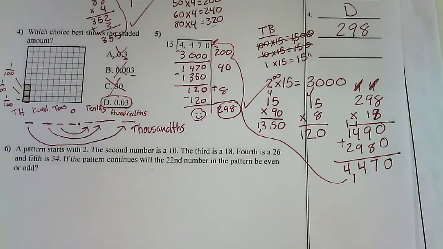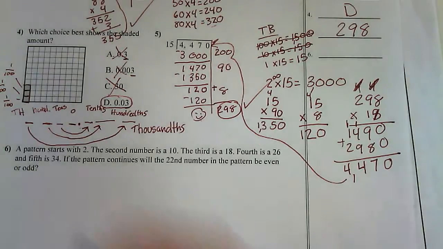A pattern starts with 2. The second number is a 10. The third number is 18. Fourth is 26. And fifth is 34. If the pattern continues, will the 22nd number in the pattern be even or odd?